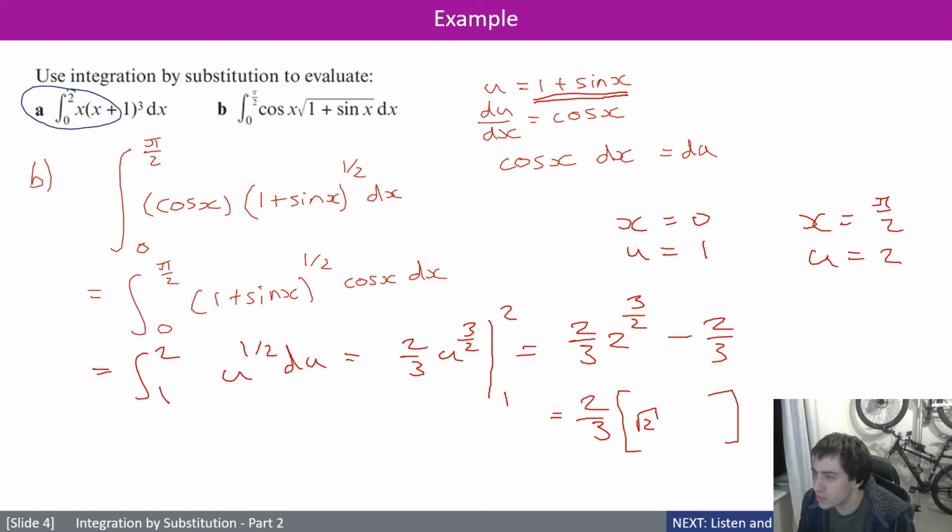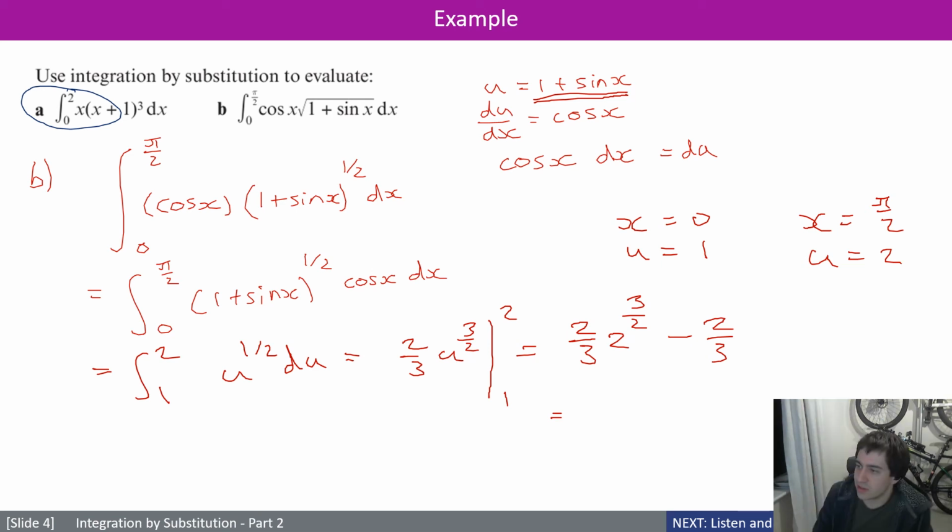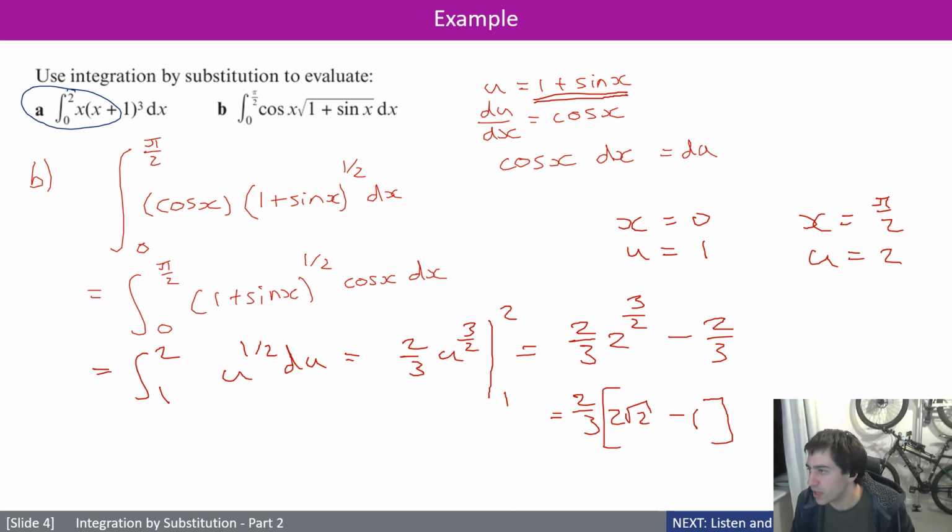So in which case we can make this even nicer. So let's not just take out 2/3, let's take out, oh no, actually, sorry, we can't make it as nice as I thought we could. No, we'll just have to stick with that. 2/3, 2√2 minus 1. Because that 2 to the 3/2 is just √2 cubed, which is 2√2. Cool, and that's our answer.